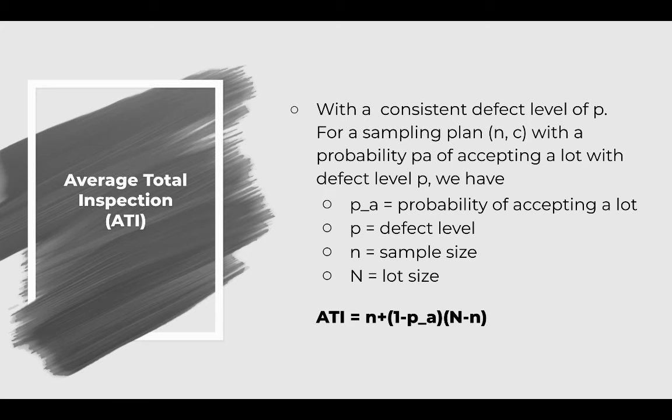Next, we have the average total inspection. When rejected lots are 100% inspected, it is easy to calculate the average total inspection if lots come consistently with the defect level of P. For a sampling plan, n, c, with a probability PA of accepting a lot and a defect level P, and we have the sample size denoted by lowercase n and a lot size denoted by capital N, then we will have the following formula for the average total inspection given.